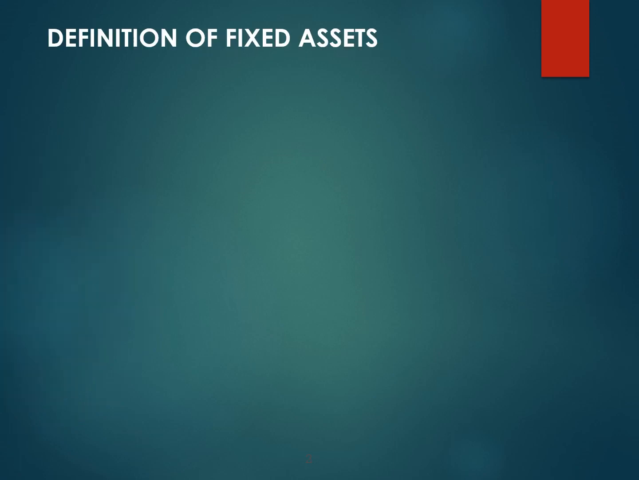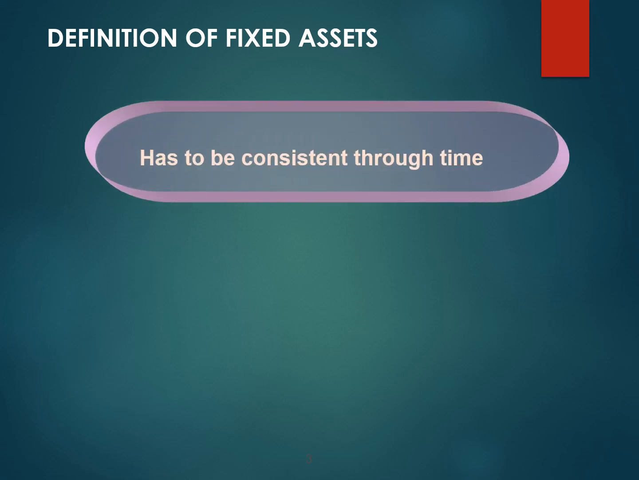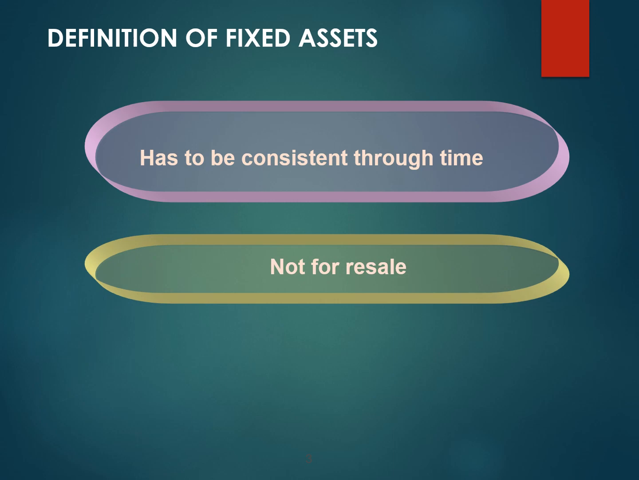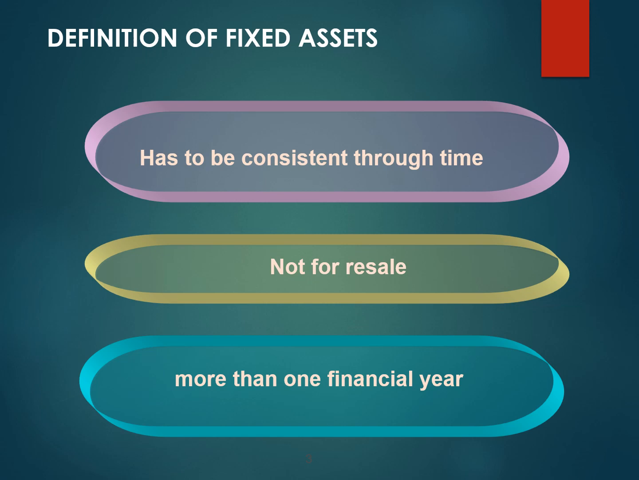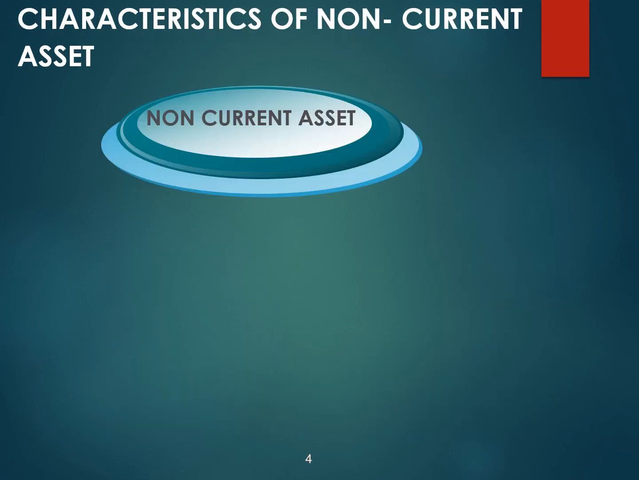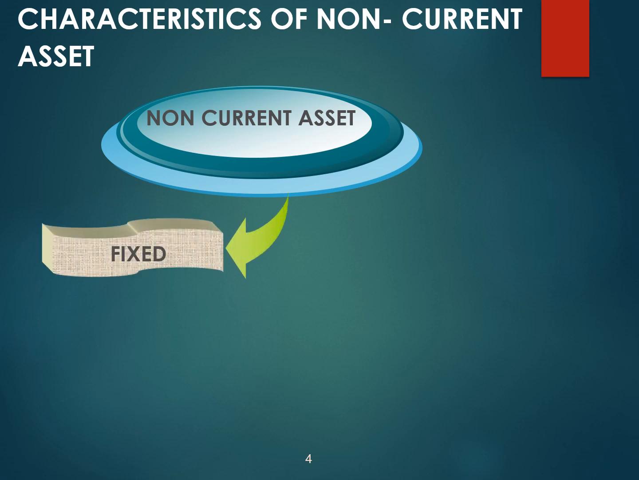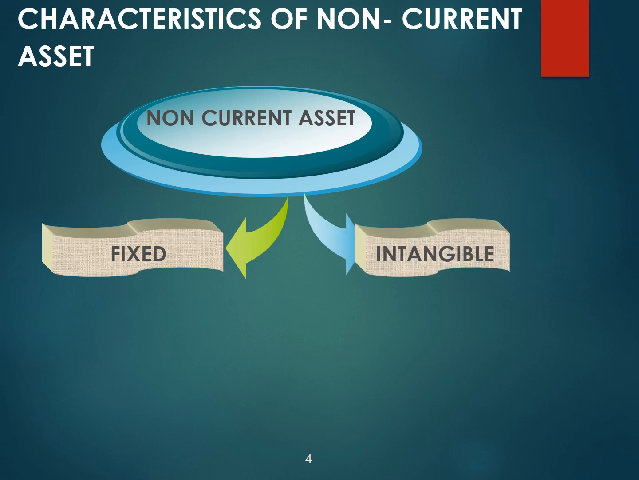Okay, about the definition of fixed assets. First, the fixed asset has to be consistent through time. And we bought the fixed asset not for resale. And also it has to be more than one financial year of useful life. The characteristics of non-current asset: there are three types of non-current asset. The first one is fixed non-current asset, second one intangible, and last one is long-term investment.